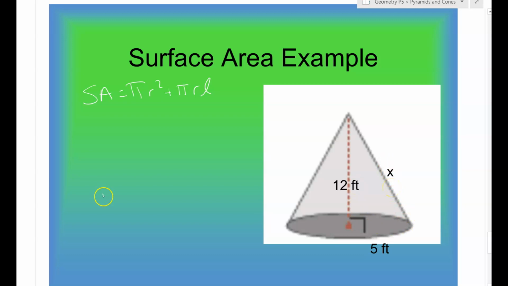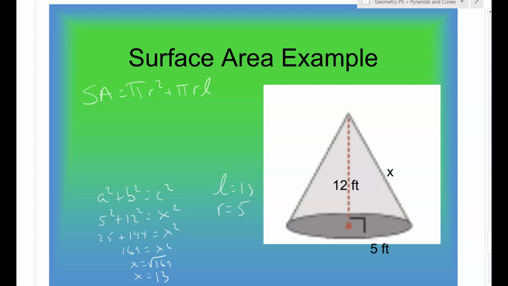Yeah, it's my c. Remember, your Pythagorean theorem is a squared plus b squared is c squared. So 5 squared plus 12 squared equals x squared in this case. So that's 25 plus 144. This is 169. And remember, you take the square root of that. So x is 13. So that means my L is 13. My r is 5. I don't need the h for the formula, but I needed it to find my L.